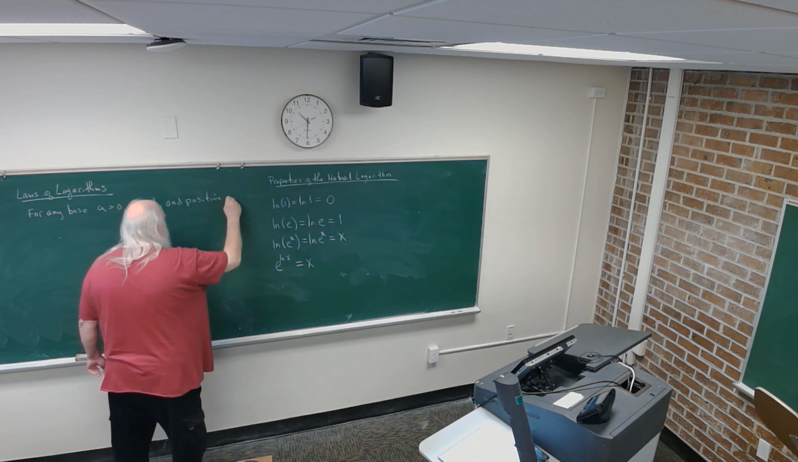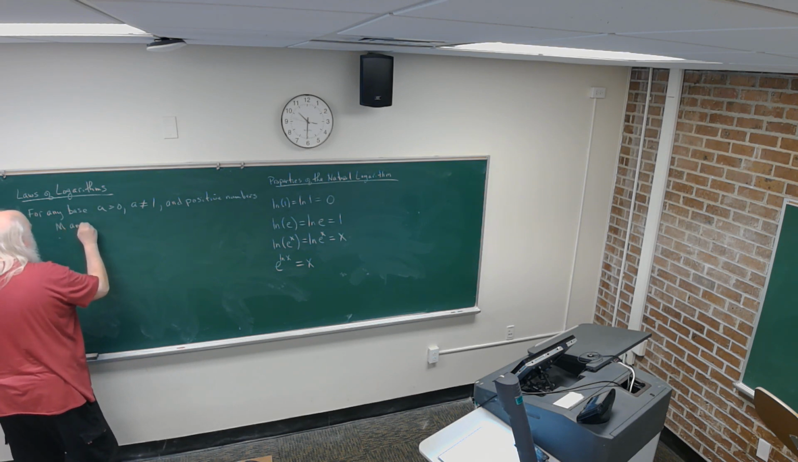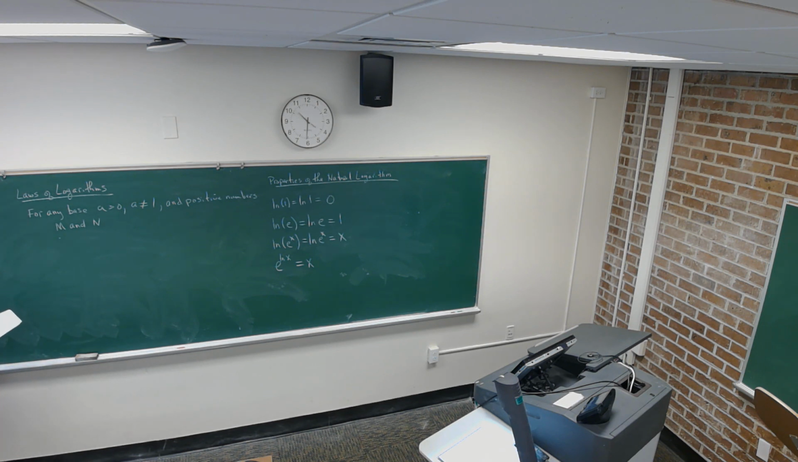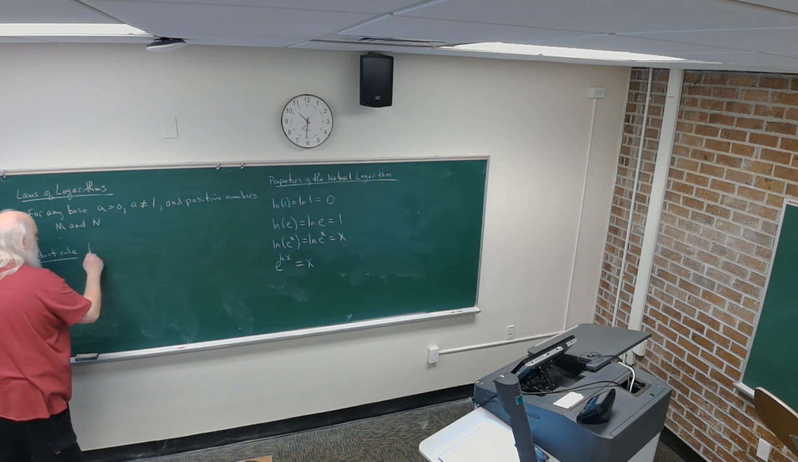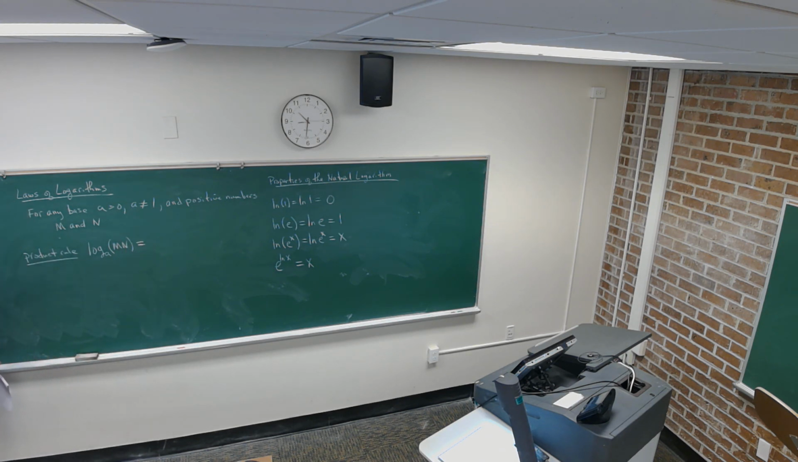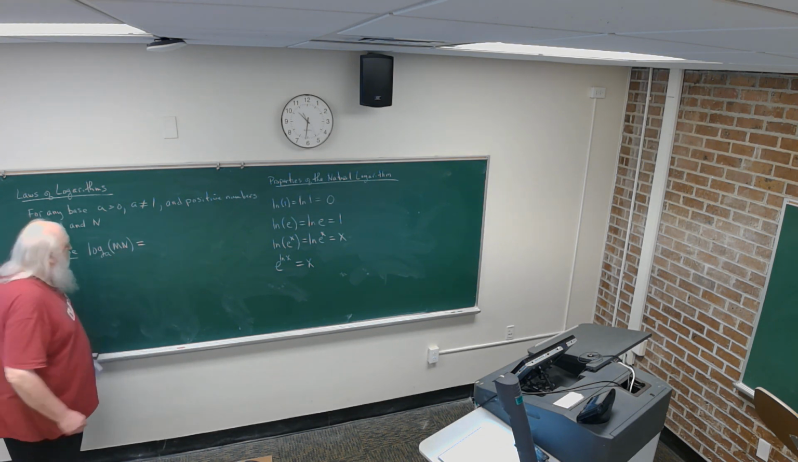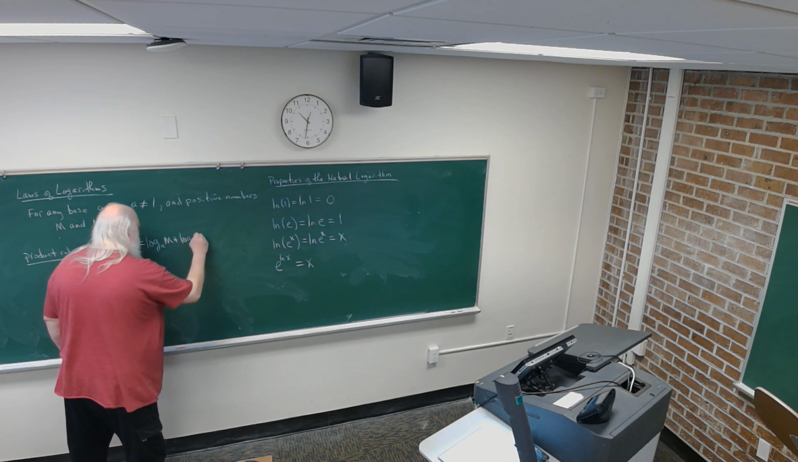And positive numbers m and n. And this will also apply to variables like x, y, and z. Okay. So the first rule is called the product rule. And it says the log base a of m times n is equal to, anybody remember what it was from high school? Right, so you're taking the log of a product. So it's the log of the first number plus the log of the second number.